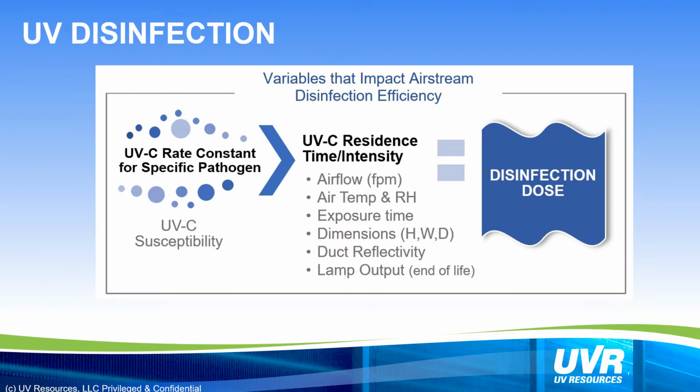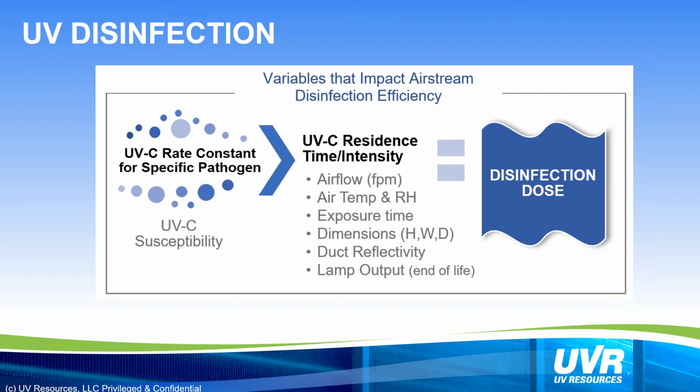Now, let's look at some of those operational and site-specific conditions that impact residence time. First, we need to know the volume and velocity of air traveling through the air handler. A higher volume of air, or faster moving air, requires more UV intensity or a longer duct run. More UV lamps or a longer travel distance will increase pathogen residence time.